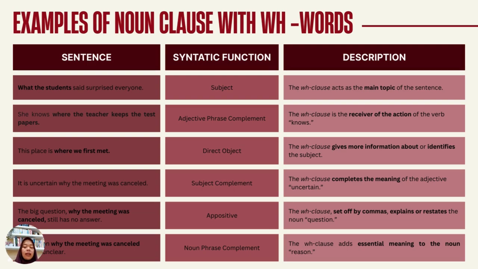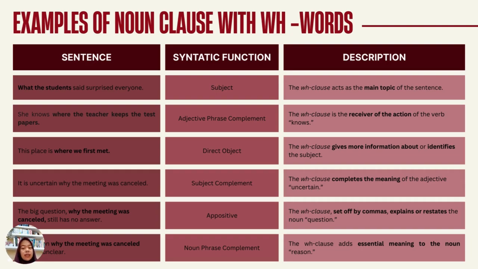And then the second example: she knows where the teacher keeps the test papers. The function is as direct object. Here, where the teacher keeps the test papers is the object. What does she know? She knows the entire piece of information.